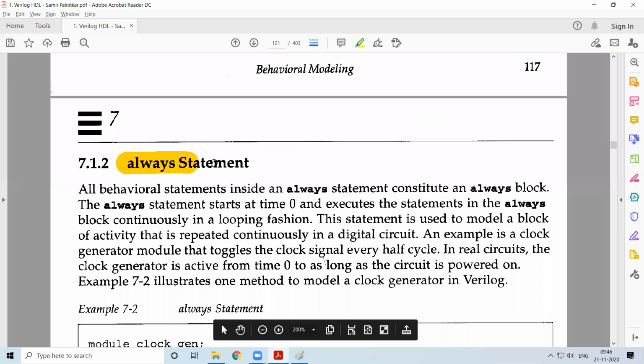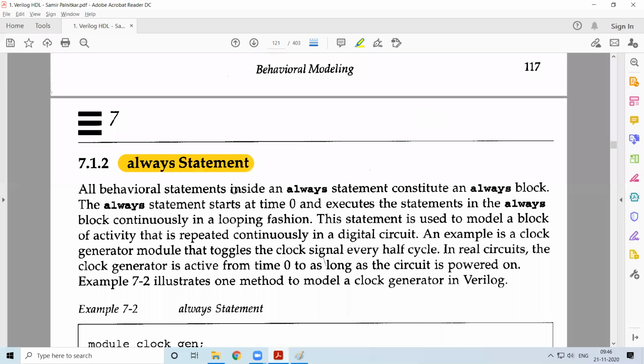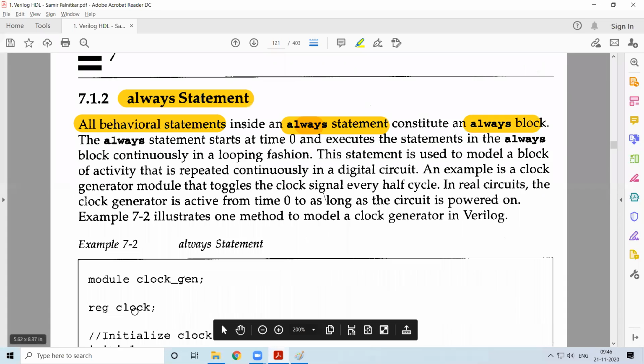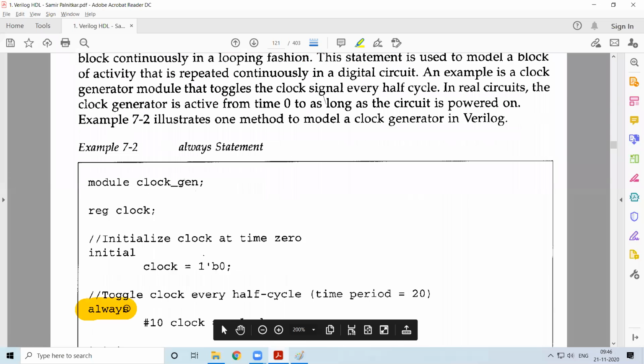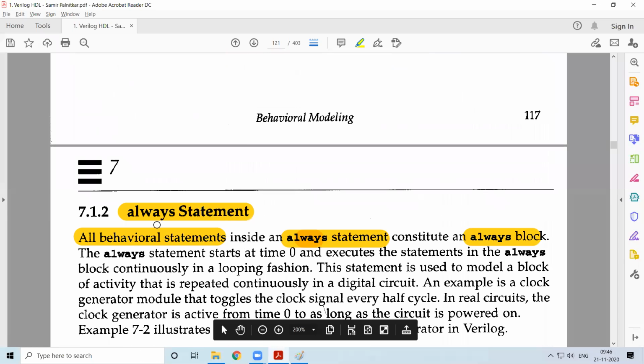So the next one we have is the always statement. The always statement makes use of the keyword always, and when we associate the behavioral statements with it, we get the always block. So all the behavioral statements which are present within this always statement constitute the always block.